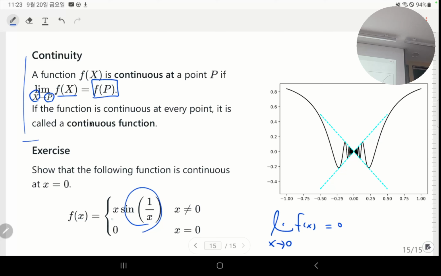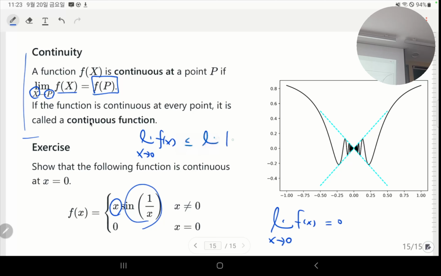But what we have here is x multiplied by sine of 1 over x, and x goes to 0. So therefore, the amplitude of the oscillation is going to decrease to 0. So you can say that, okay, I don't know what the limit is, because it's going to oscillate from minus x to x, but at least I know that it's less than the absolute value of x, and bigger than minus the absolute value of x when x goes to 0. So what happens when I send my absolute value of x to 0?